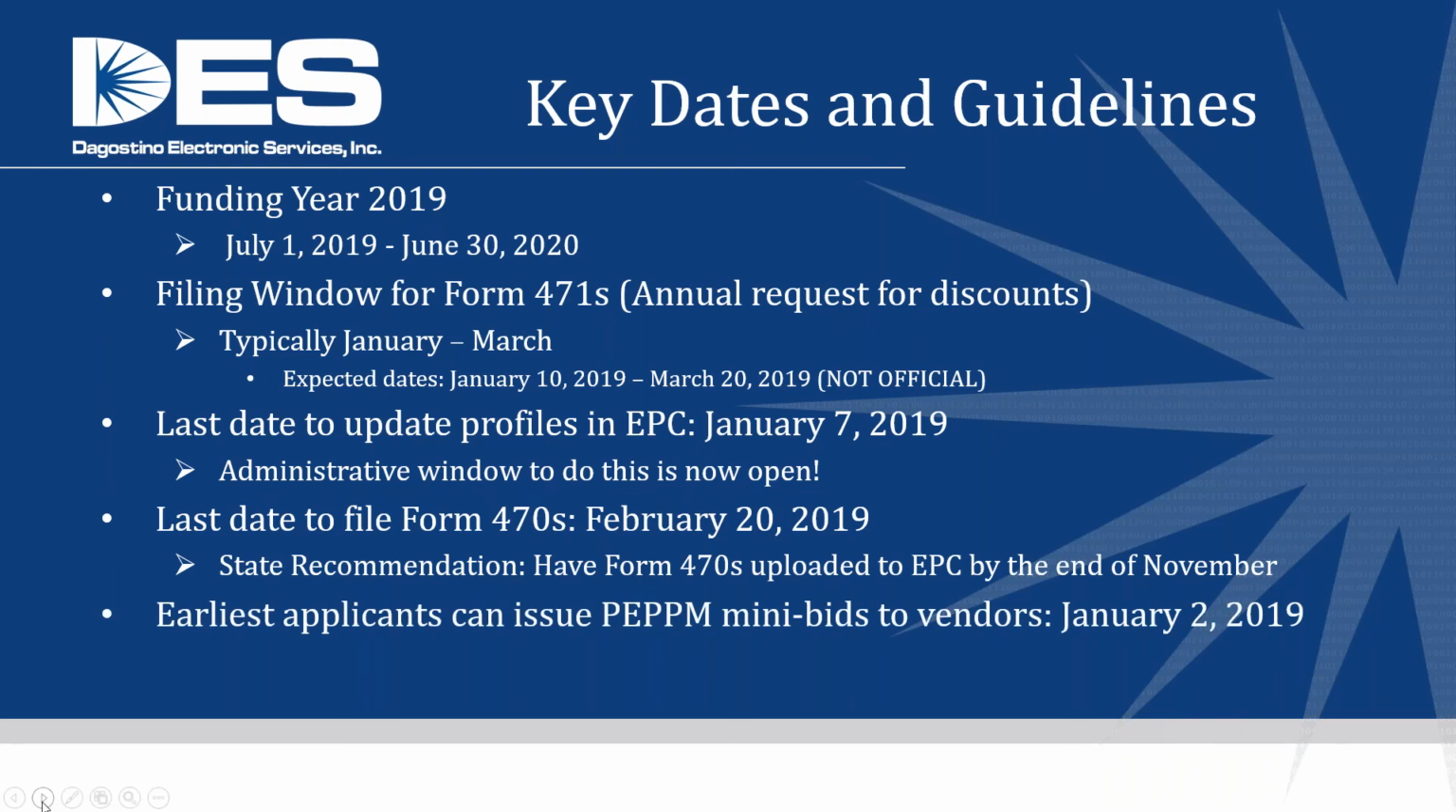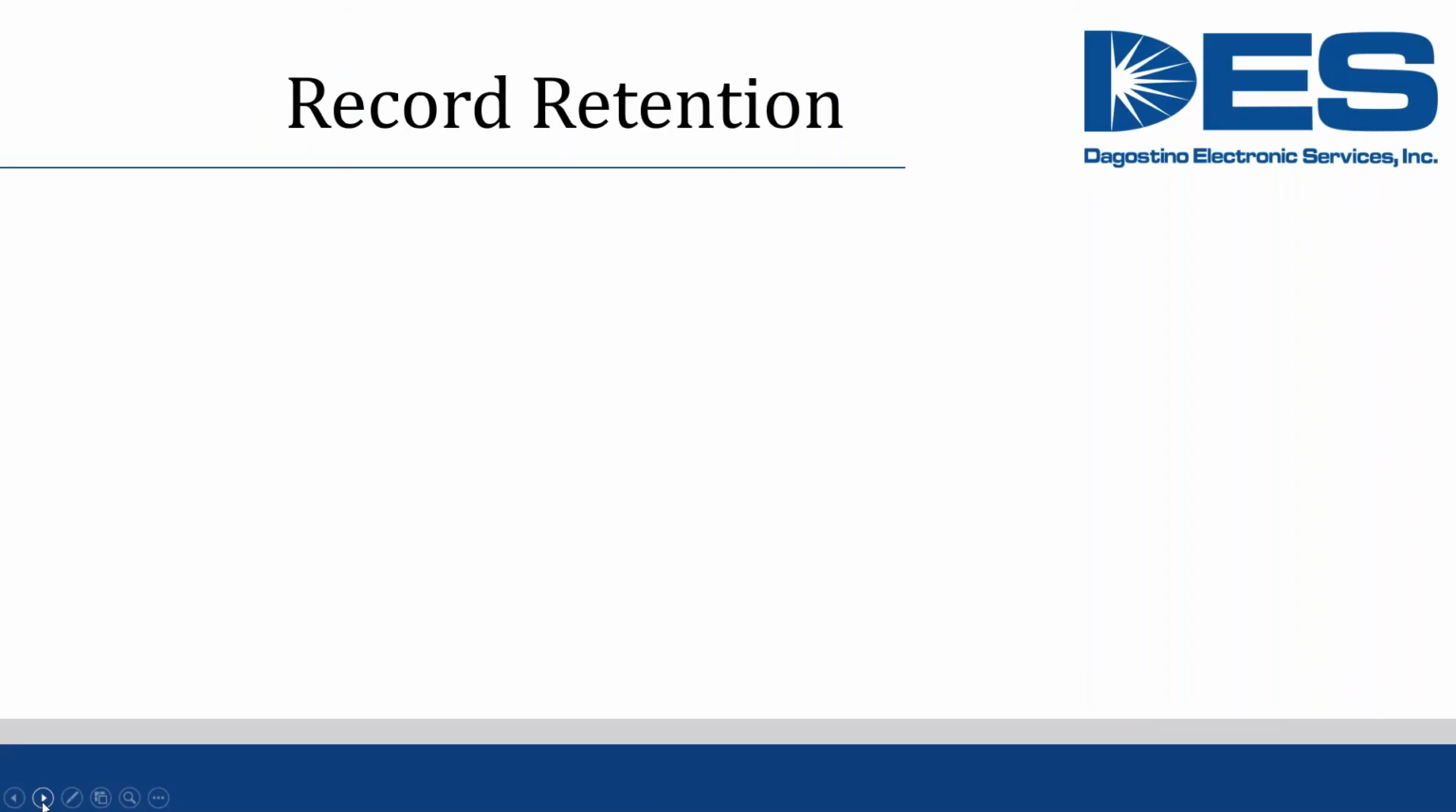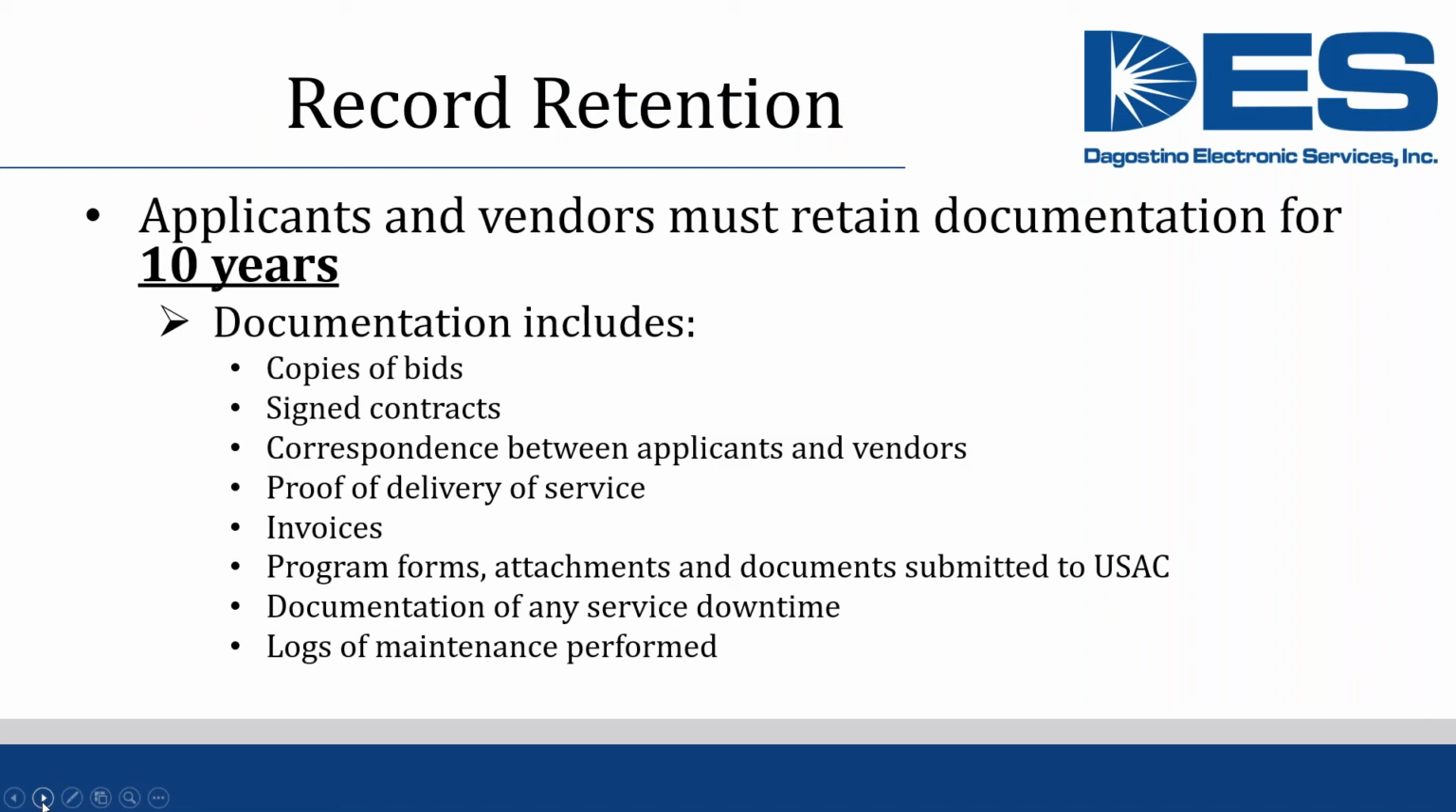The earliest applicants can issue PEPM mini bids to vendors is January 2nd, 2019. And the earliest applicants can purchase Category 2 equipment is April 1st, 2019. Okay, this is another important guideline that we will mention. Applicants, so both you and us, must retain documentation for 10 years.